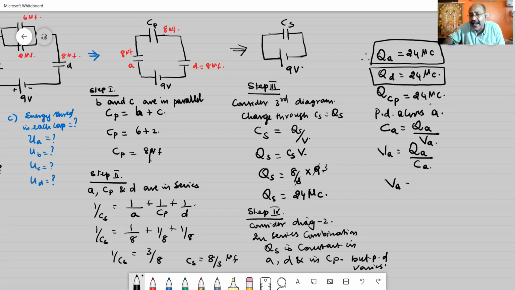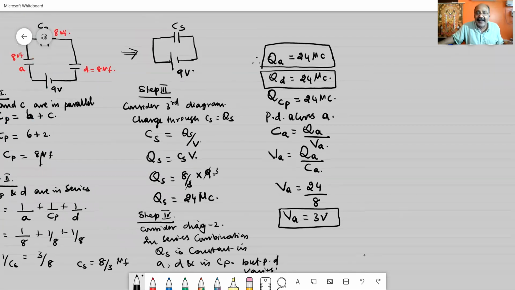So potential across A is equal to 24 microcoulomb divided by, what is CA? It is 8 microfarad. So potential across A is 3 volt. Am I correct? Yes, sir.